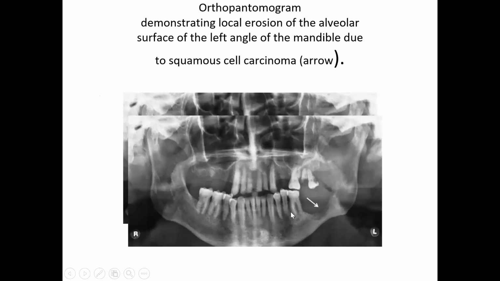So in this particular thing, once again, you could see the angle of the mandible. I'm trying to say that the orthopantomogram shows local erosion of the alveolar surface of the left angle of the mandible due to squamous cell carcinoma. Of course, this is not related to ultrasound, but this is one picture that came, so I'm trying to explain it here. You could see the local erosion of the alveolar surface of the left angle of the mandible in this particular picture.